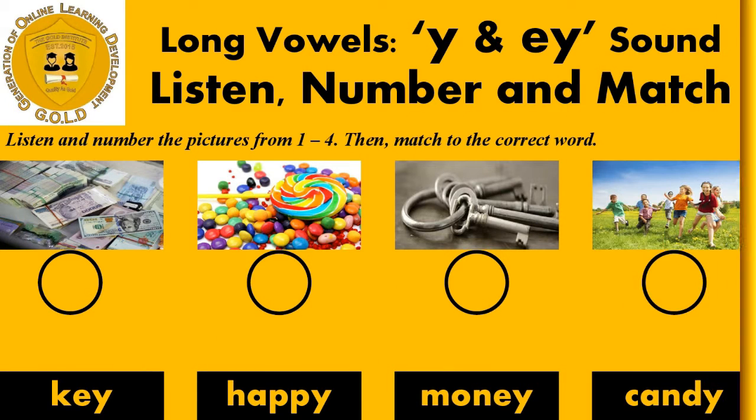It's time to practice now. You must listen to the instructions very carefully before you begin. Instructions. Listen and number the pictures from 1 to 4. Then, match to the correct spellings. You must start to listen now.